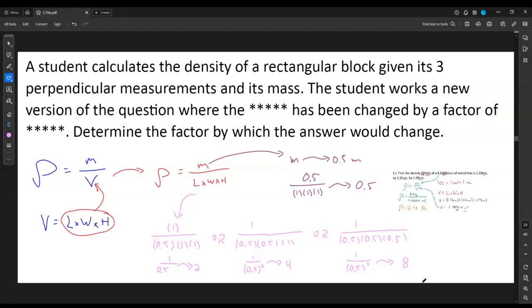So there are actually several versions of this question and different ways that this could be asked. So just pay attention to that. Make sure you read carefully to see, out of the 3 measurements, how many are being affected, because it will make a big difference.